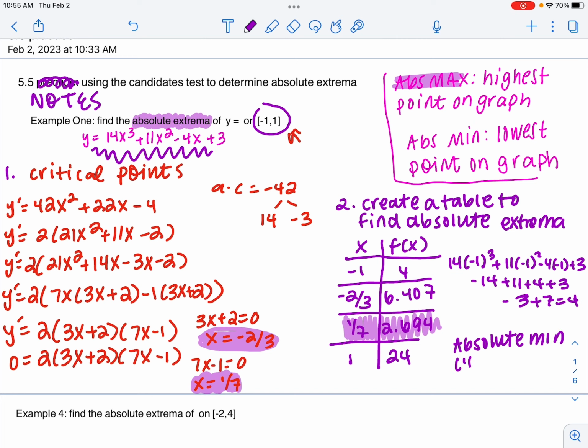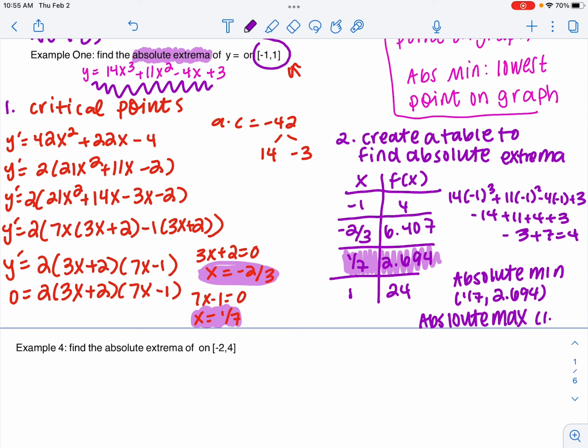at 1/7, 2.694, and you can convert both decimals if you don't like the mixed. And then we have an absolute max at 1/24, because if you look right here, this is our lowest one right here. So that is how you do these problems.